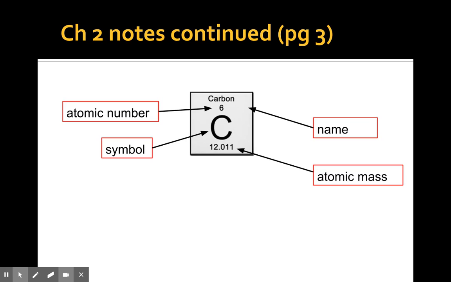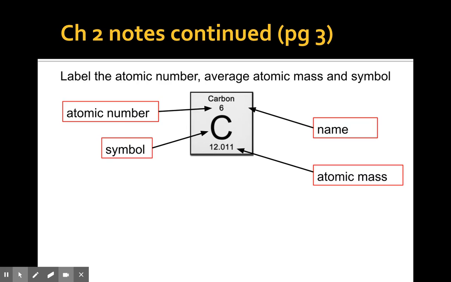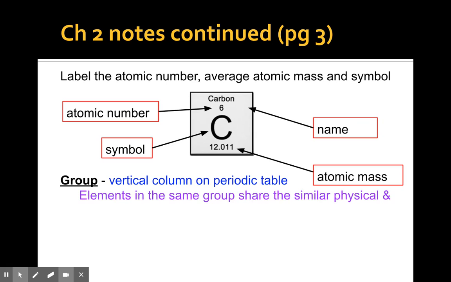So the periodic table is arranged in groups and periods. So groups are vertical columns on the periodic table. Vertical columns go up and down. And one thing about elements in the same group is that they share similar physical and chemical properties. So all the elements in a vertical column usually will share similar physical and chemical properties.